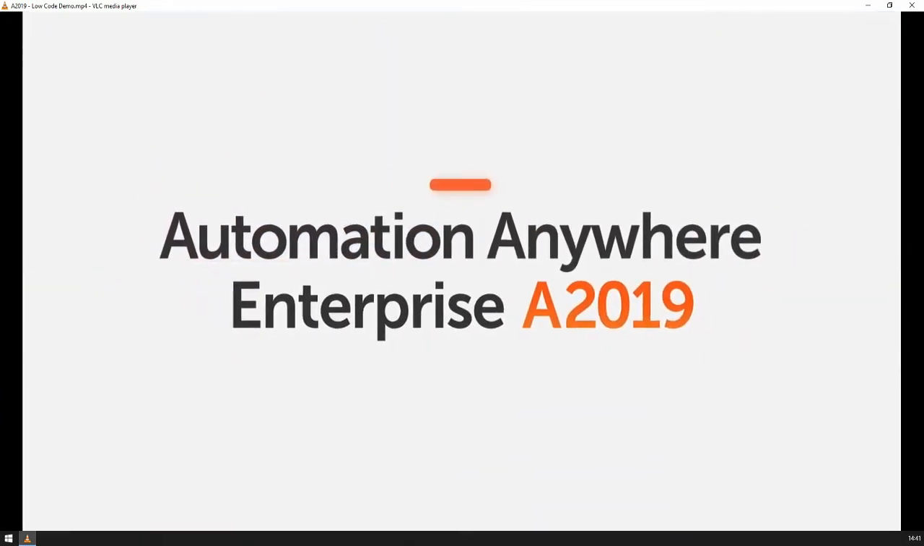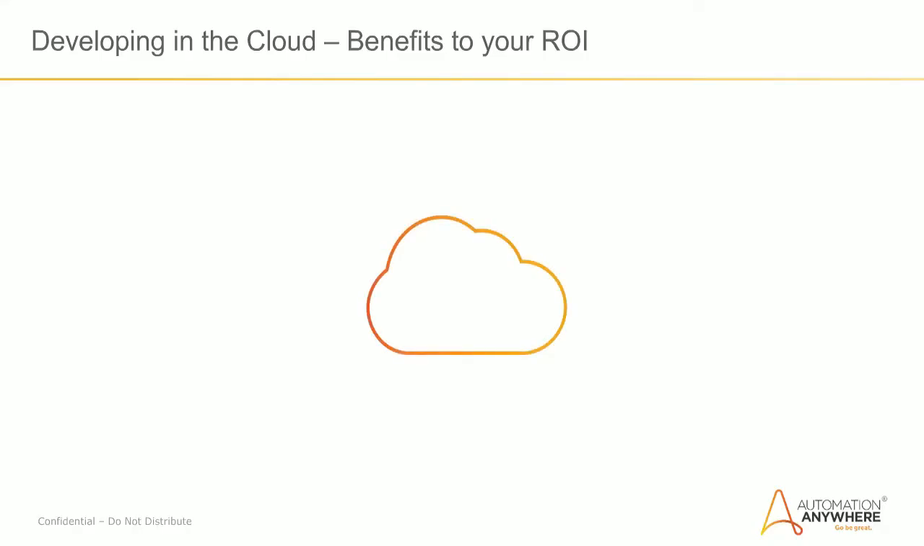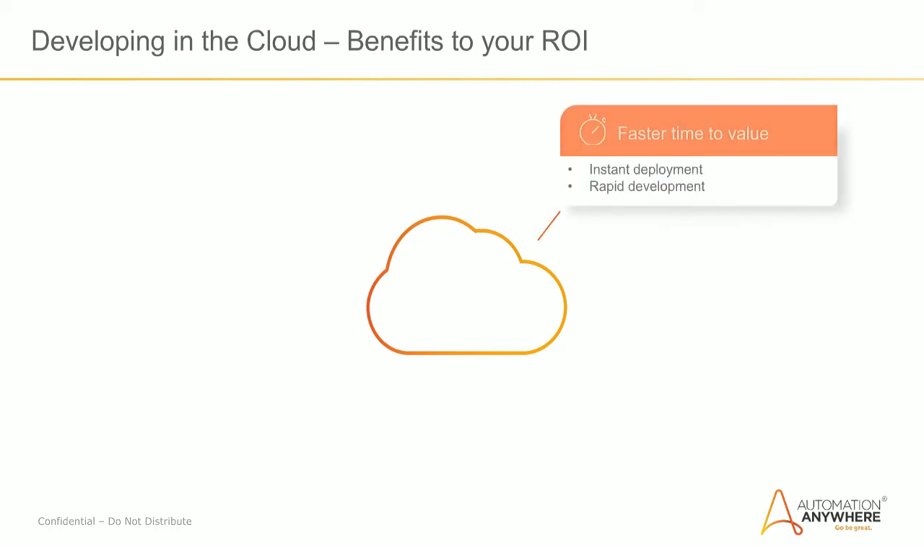Great. So we'll just jump back to the slides. And what I'll just cover now is the point that I touched on very briefly in the previous slide, which is how the cloud-based delivery model that's now available with A2019 can significantly improve the speed at which you can develop bots and the speed at which you can utilize the platform.